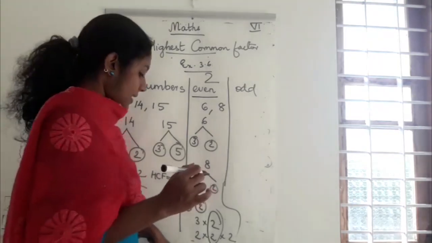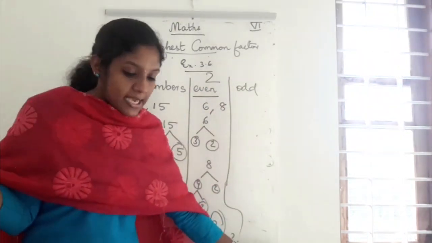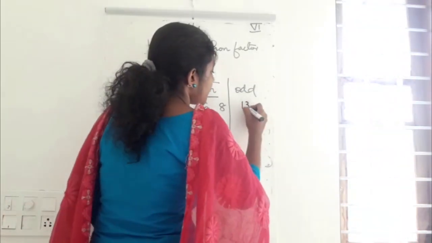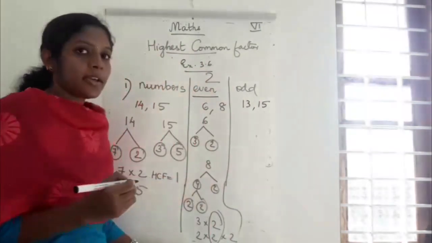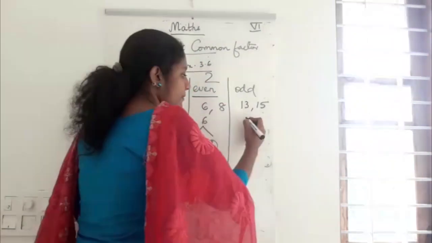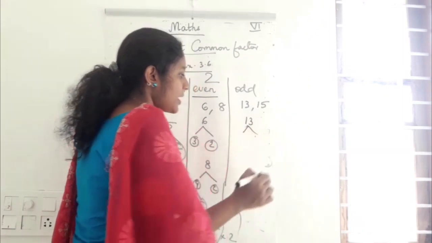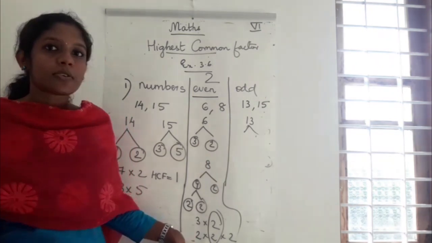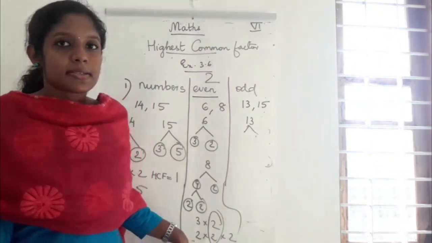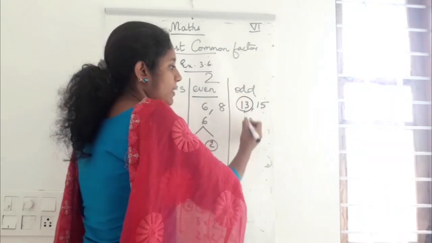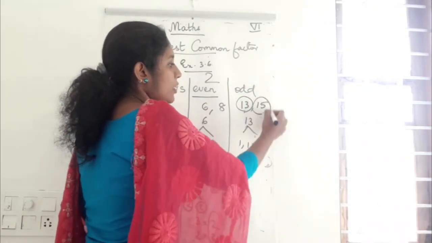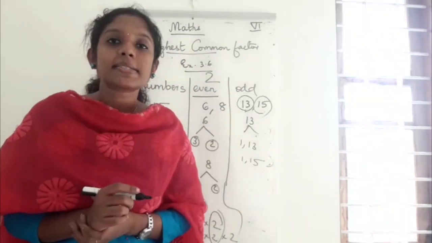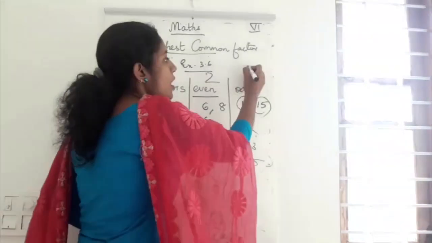Now I am going to do the highest common factor of two odd numbers. Any two odd numbers you can take. I am going to take 13 and 15. 13 is a prime number, so you know that only 1 and 13 are its factors. For 15, 1 and 15 are factors. So the highest common factor of two odd numbers is also 1.